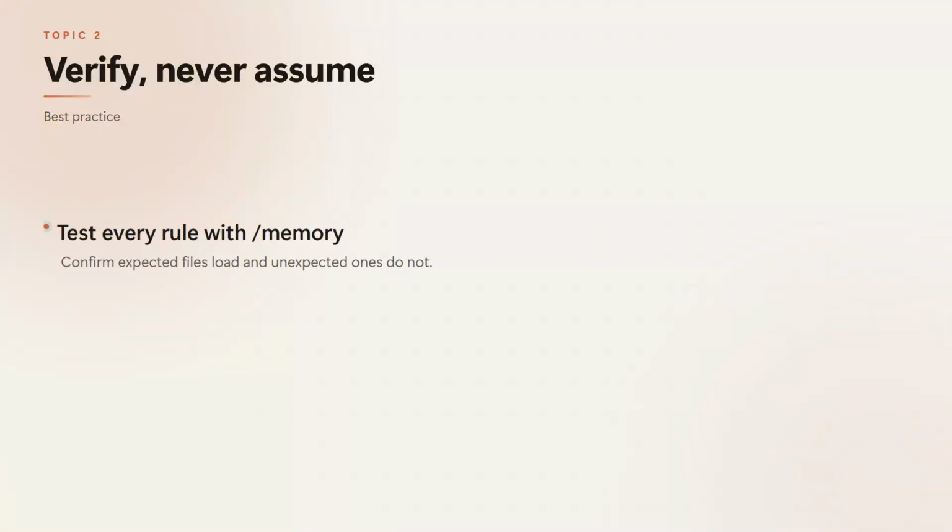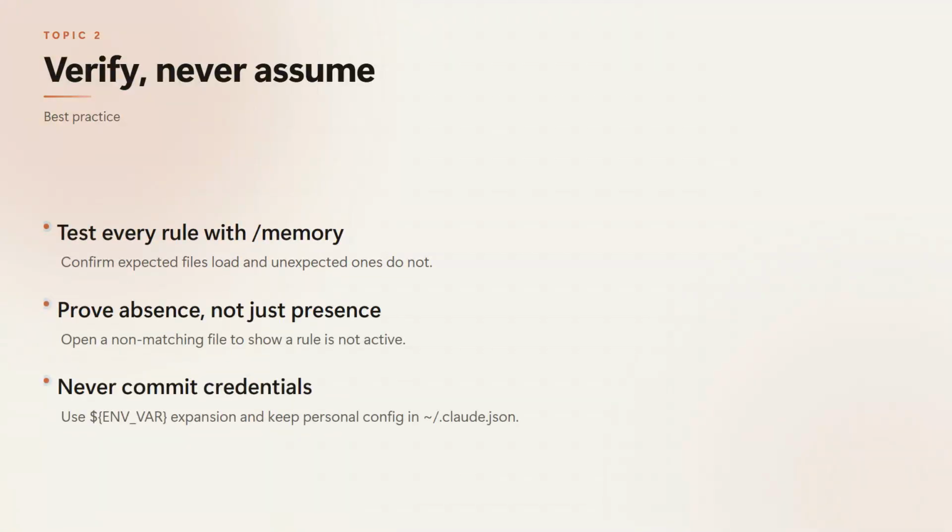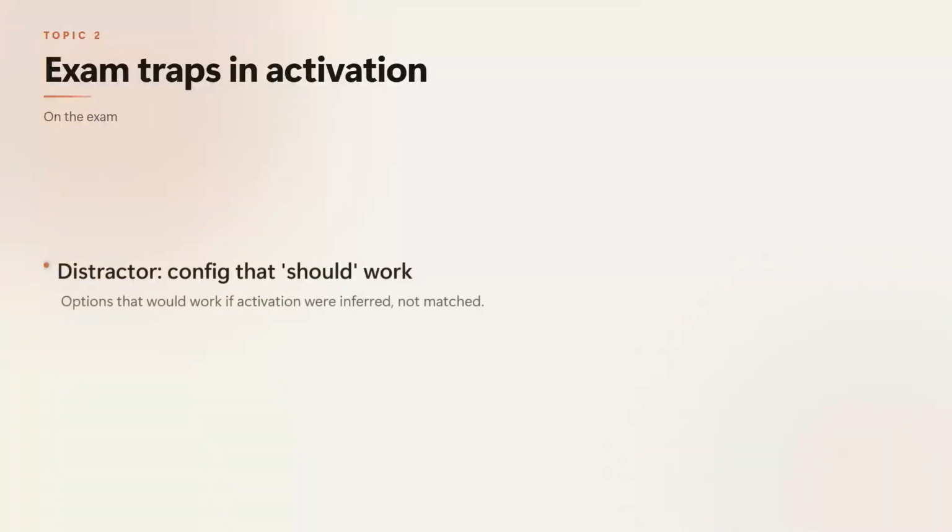The durable rule: configuration is verified by activation, not by file existence. After every change, run /memory and check exactly what loads. Prove absence by opening a file that should not trigger the rule. For MCP, never put a secret in a committed file, use environment variable expansion and keep personal servers in ~/.claude.json. This rule holds whether you are on Claude Code today or any tool that matches config by scope and path. This is testcraft.